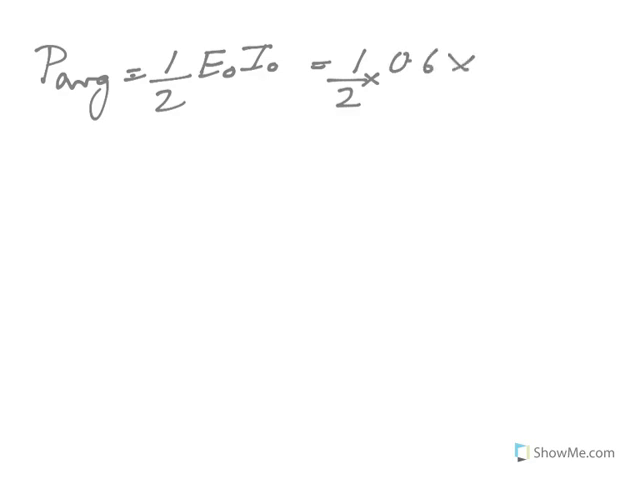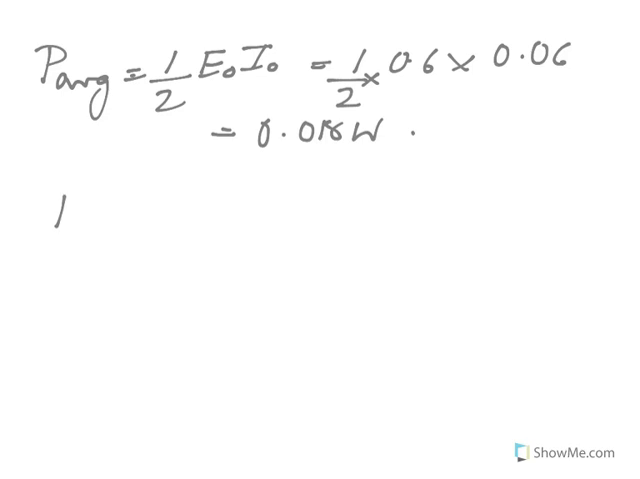Now power average is equal to half E0 I0. We put the value of E0 as 0.6 and I0 as 0.06, and we get the value of power as 0.018 watts.